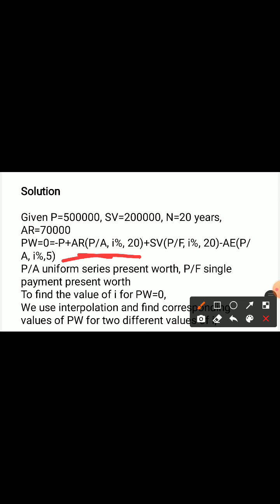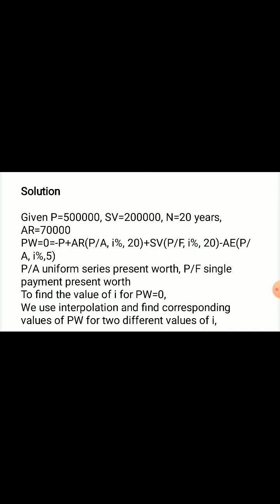So it is a uniform series present worth. When we represent P by F, it represents the single payment present worth, the interest rate for a particular period of time. And P by A is the interest rate for a particular slot. Suppose 5 years is divided into 5 slots. So at each year, how much is the interest? We consider that P by A factor.